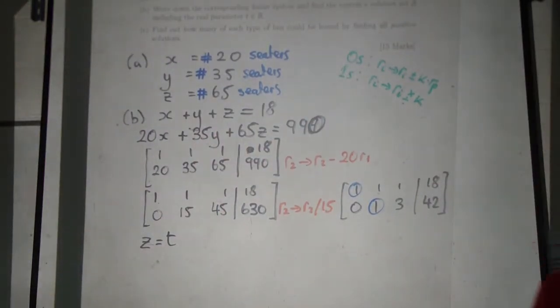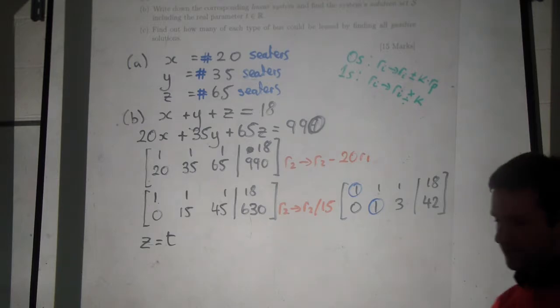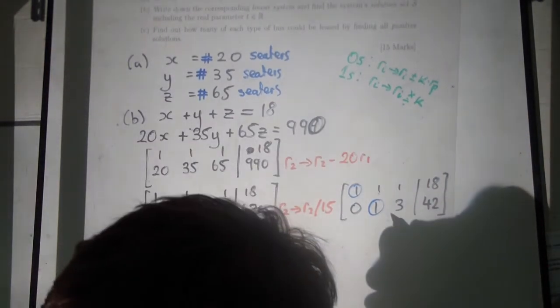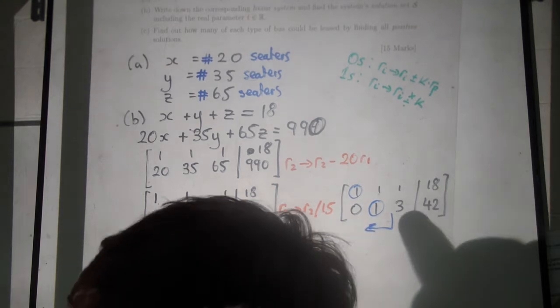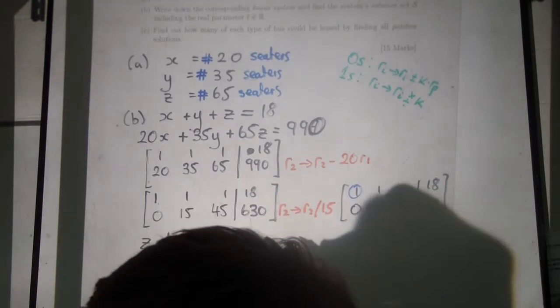Sorry, why are you saying z equals t then? Because z is a pivotless column. There's no leading one in that one.